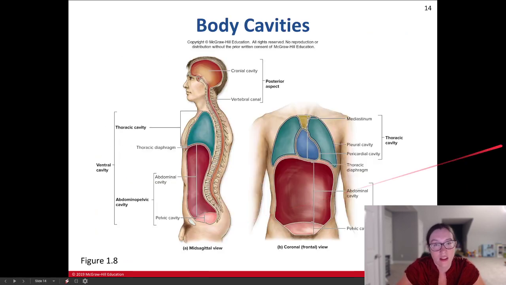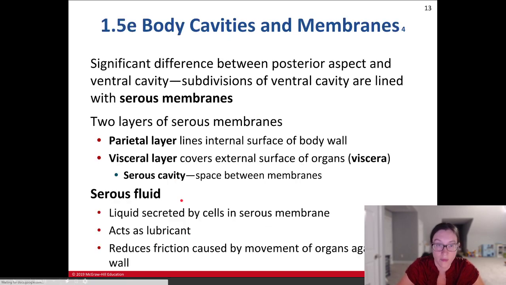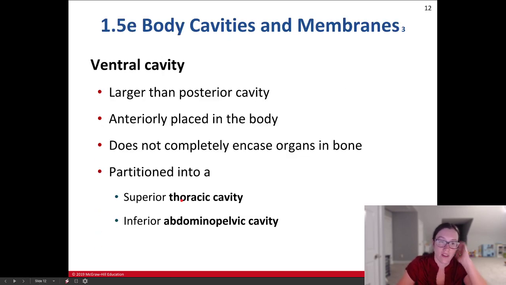So that's going to be the cranial cavity right here, where the brain is, and the vertebral canal, which houses the spinal cord. And you can see how they're encased in bone. The next cavity is the ventral cavities. That's all of the stuff in the front part here that is not completely encased in bone. So the ventral cavity is actually larger, and it's a little more complicated. There's more stuff in it, more organs in the ventral cavity.